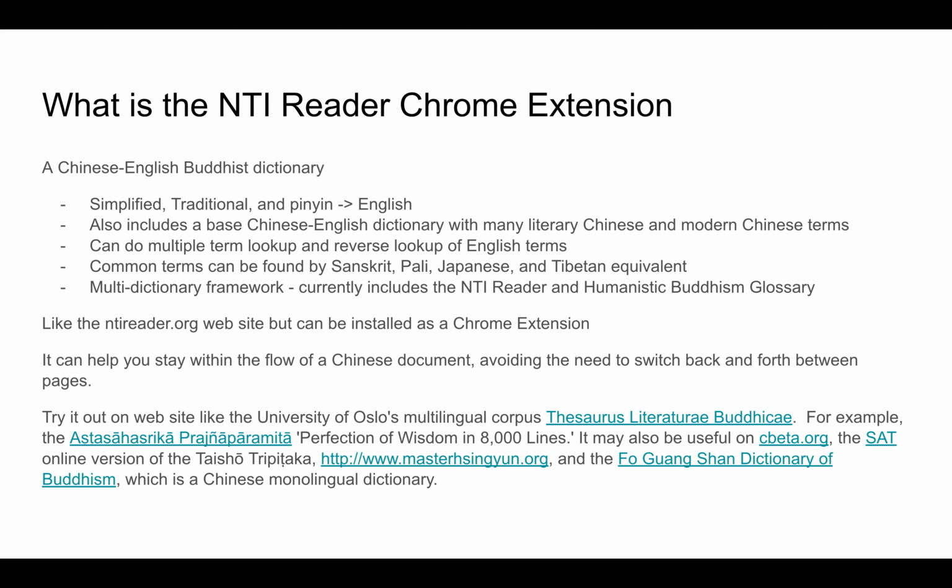You might like to try it out on websites like the University of Oslo's multilingual corpus. For example, the Ashtasahasrika Prajnaparamita, Perfection of Wisdom in 8,000 lines text. It might also be useful on the cbeta.org website, the University of Tokyo's SAT online version of the Taisho Tripitaka, Venerable Master Xingyun's collected writings at masterxingyun.org, or the Fogongshan Dictionary of Buddhism, which is a Chinese monolingual Buddhist dictionary.